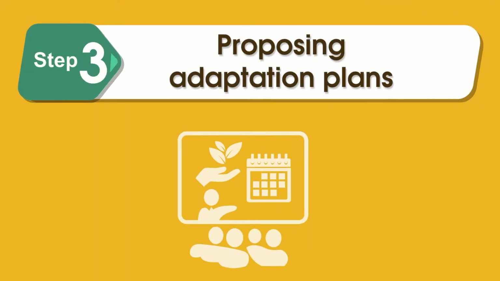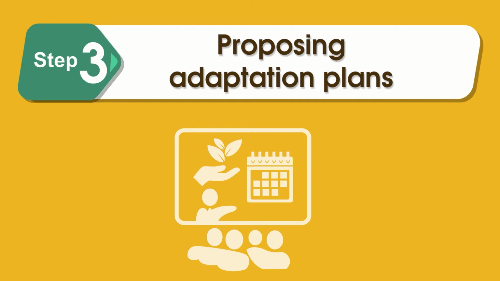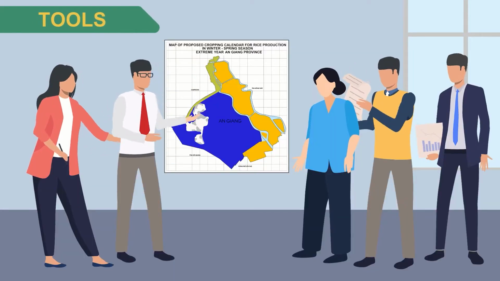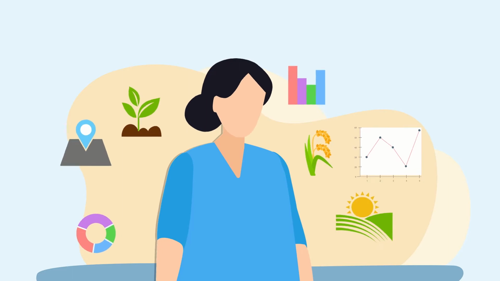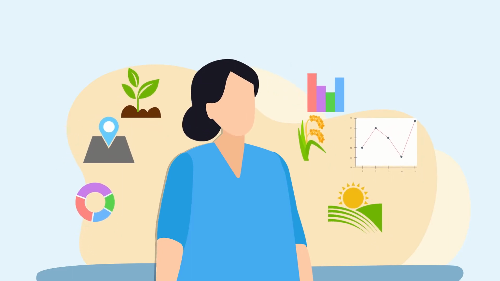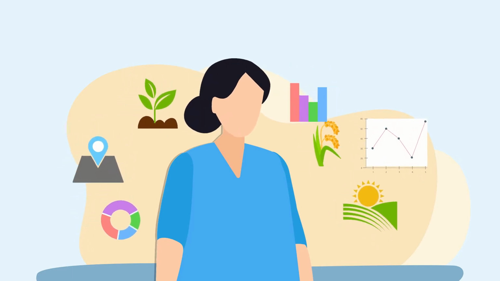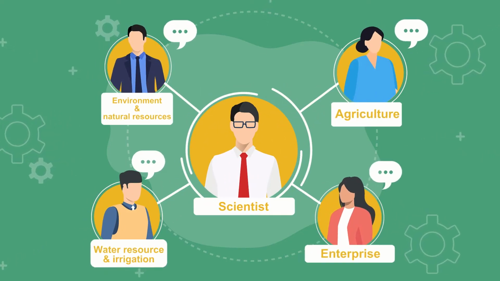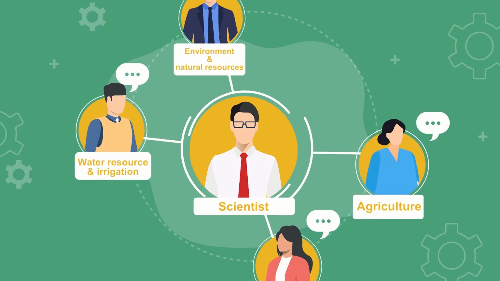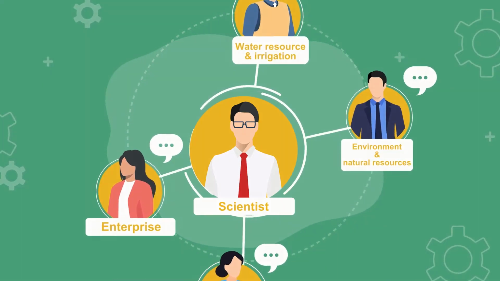Step 3. Proposing adaptation plans. This step is aimed to develop adaptation plans for different climate scenarios in each area and sub-ecoregion. It should be conducted by local people who are experienced and knowledgeable in the local and natural conditions and the characteristics of agricultural production in the area. As in Step 2, group discussion and other supporting tools are used in this step.